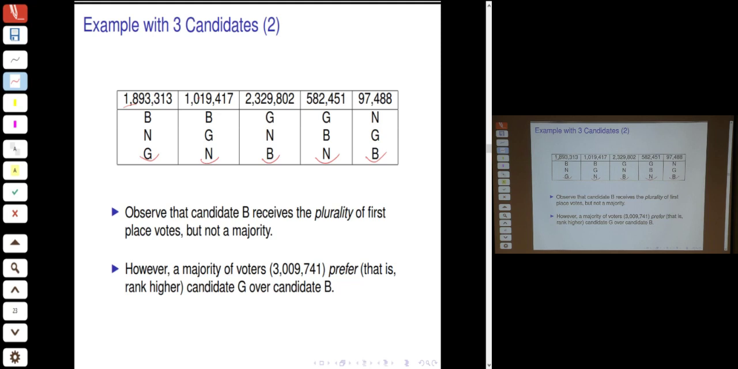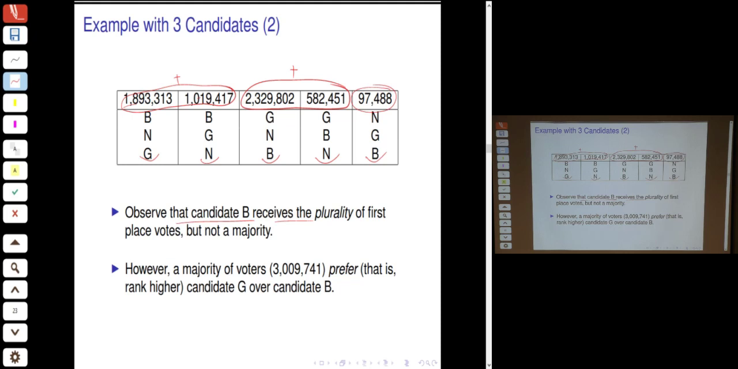You can tally the votes in which B is in first place. You can tally the votes for which G is in first place, and you can tally the votes for which N is in first place. The total votes for which B is in first place is going to be this. The total votes for which G is in first place is going to be a sum of these, and the total votes for which N is in first place is the last column.